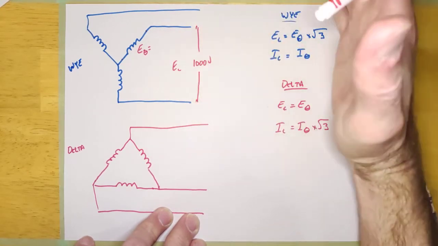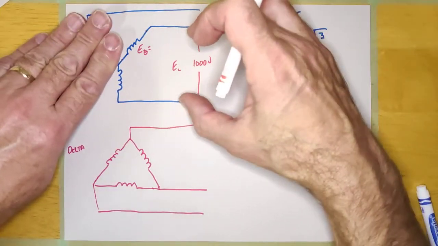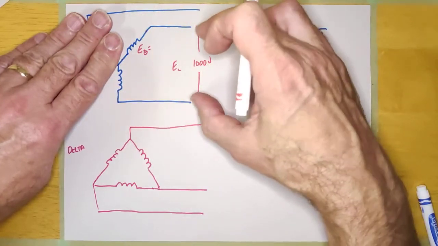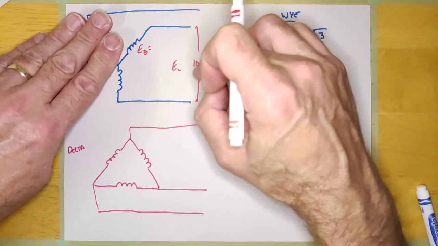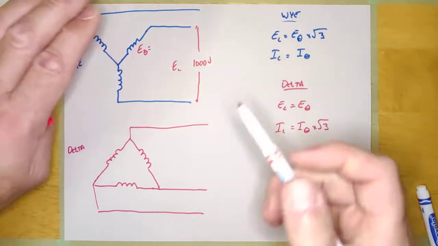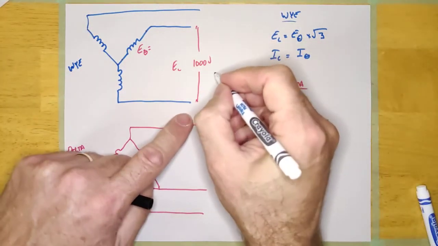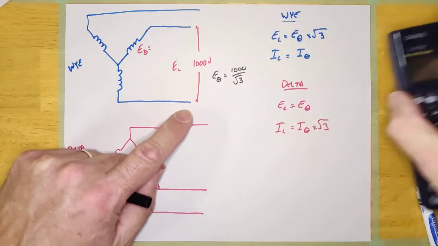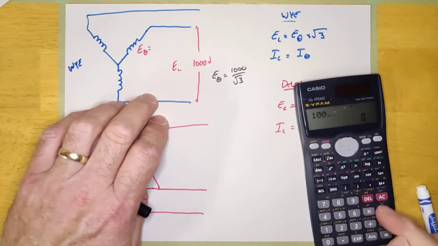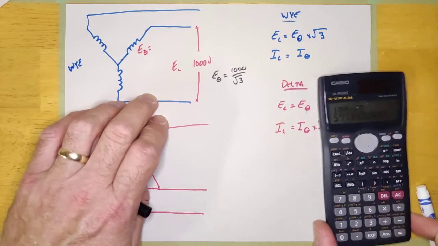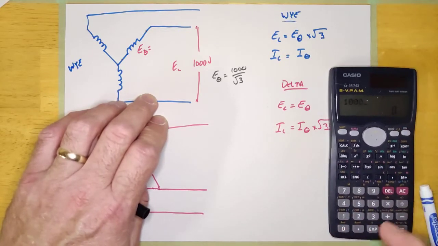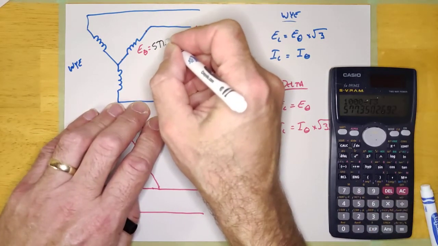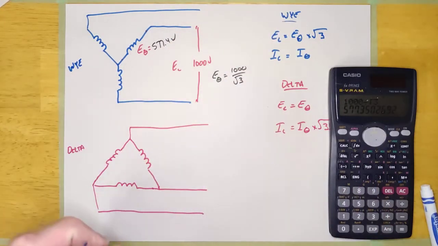If I apply all the things that I know about electricity and about series circuits, if I have 1,000 here, is that going to be more than 1,000 or less than 1,000? The answer is going to be less, because this voltage plus this voltage is going to equal that. Now, it's not going to be 500, but I know it's going to be less than 1,000, which means I'm going to divide by root 3 to get a smaller number. So E phase is going to be 1,000 divided by root 3, because if I take 1,000 and divide it by root 3, I'll end up with a number that's less. So 1,000 divided by root 3 equals 577.4 volts. Okay, guys?